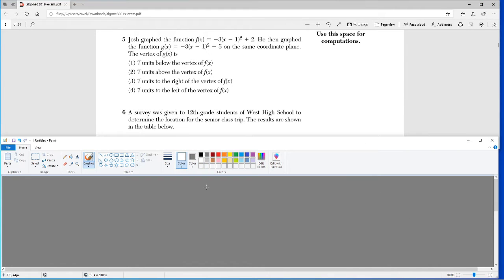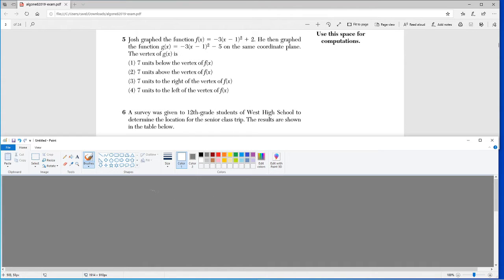Let's see. Josh graphed the function f of x equal to negative 3 times x minus 1 squared plus 2. He then graphs the function g of x equal to negative 3 times x minus 1 squared minus 5 on the same coordinate plane. The vertex of g of x is. If you think about the question, these graphs are already in vertex form, so they are pretty much the same parabola with different vertices.